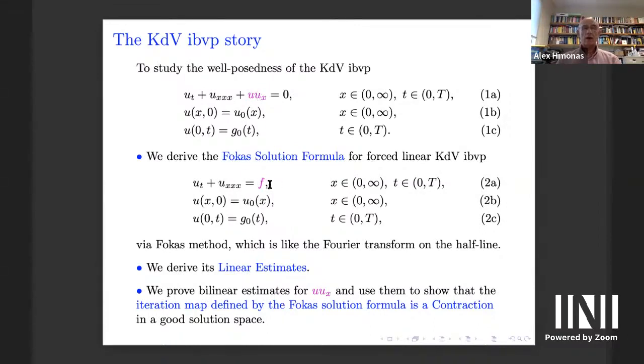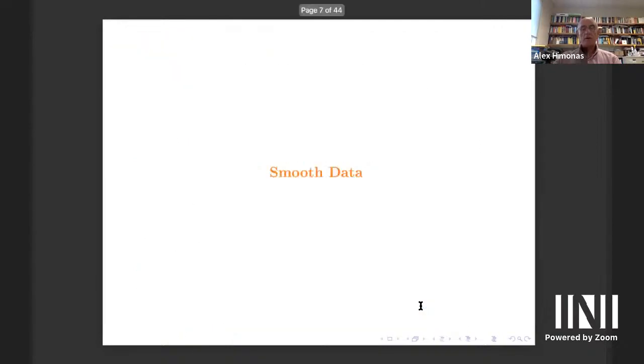Instead of nonlinearity, we call it forcing. Then step 2, using this formula, we are going to derive the linear estimates. And in step 3, we are going to produce bilinear estimates in good spaces. Then, using them, we are going to prove contraction of the iteration map defined via the UTM formula.